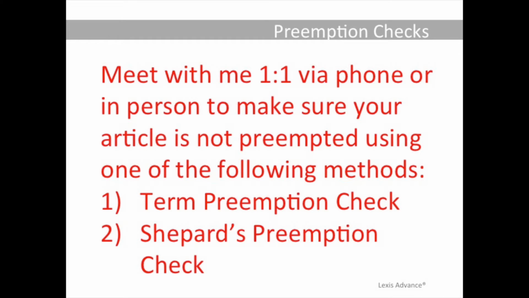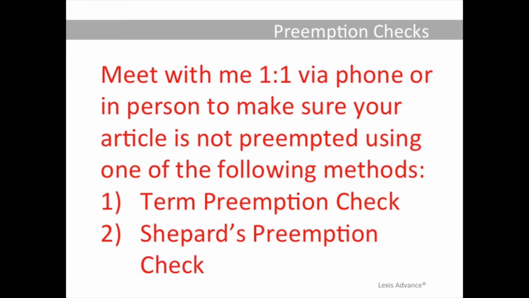You are preempted if you find a relatively recent article that makes the same argument and comes to the same conclusion as you, and one, you can't or don't want to argue the opposite side, or two, the other article covers every aspect of your topic. So that's when you are preempted. And we'll talk about that more at our one-on-one meeting.